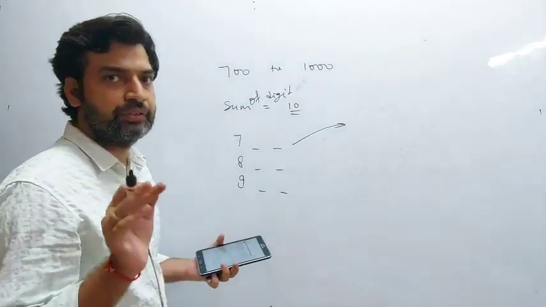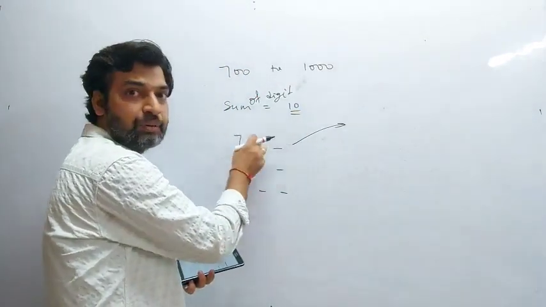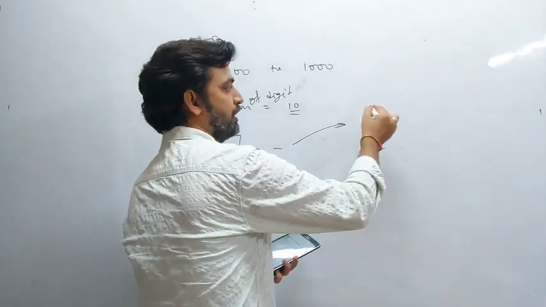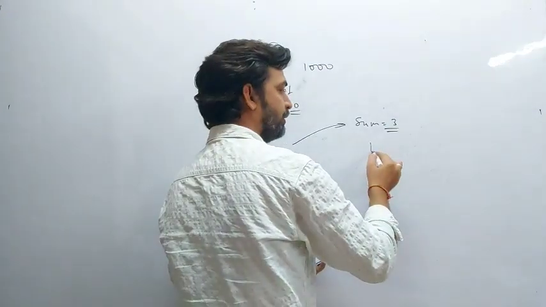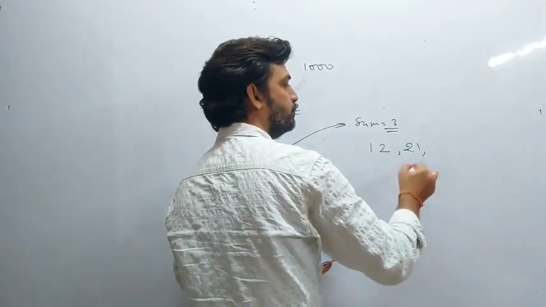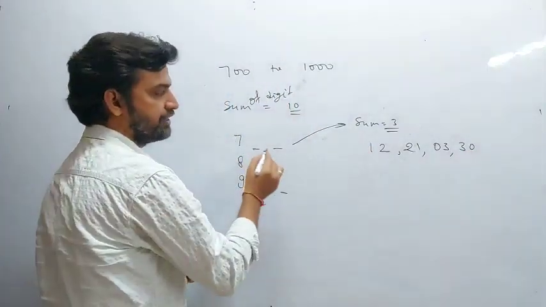Talking about this one, the sum of digits should be 10. That means 7 is already there, so the sum of the other 2 digits could be 3. And 3 can be given by 1 2, 2 1, 0 3 and 3 0. That means 4 possibilities are there for this one.